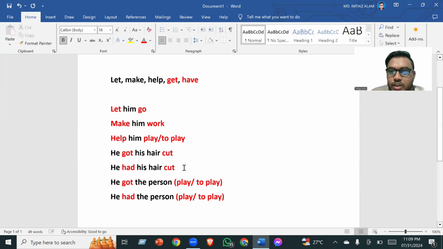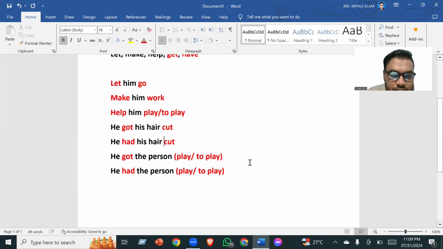I'm repeating again, when you see get and have being the causative verbs, and after these verbs there are non-human objects, lifeless non-human objects, then the next verb will be transformed as past participle.